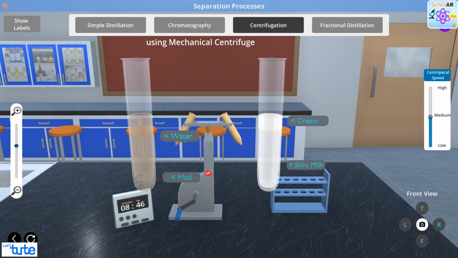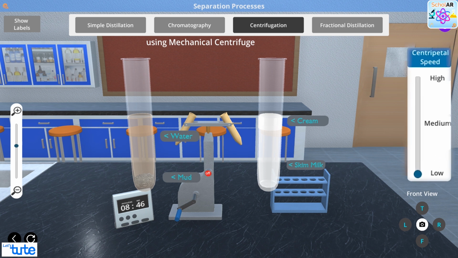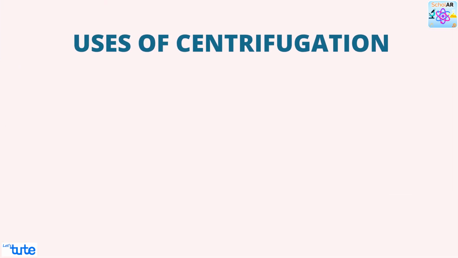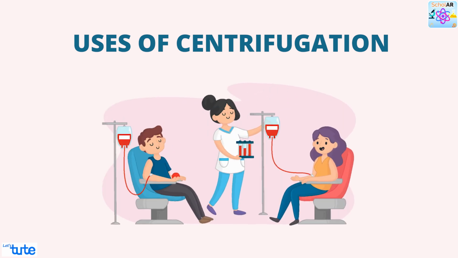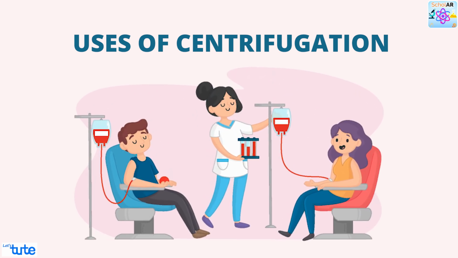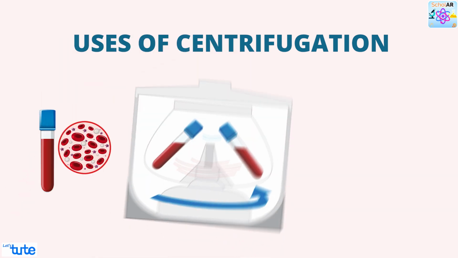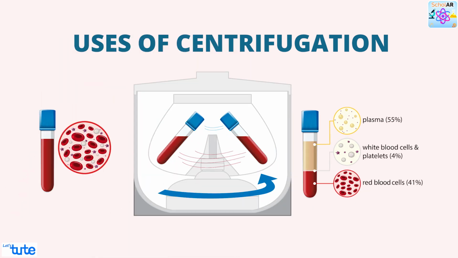Reset the simulation and see how much time it takes when we run the centrifuge at low speed and at high speed. Let me tell you one place where centrifugation is used widely. Ever wondered what happens to the blood that gets donated? How is it processed further? This blood is centrifuged and separated into different components, and then it is stored.